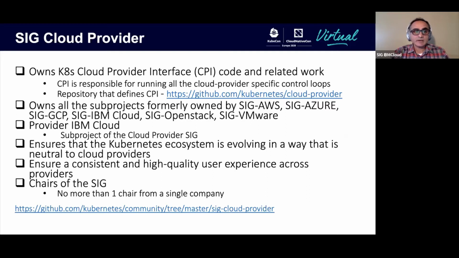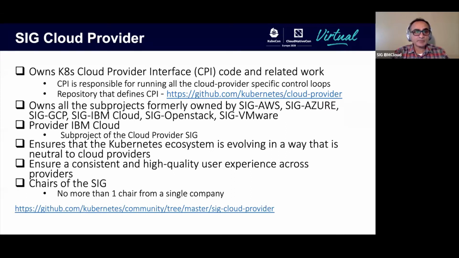There is a URL here. You can learn more there. The SIG also owns all the sub-projects. They were formerly known as individual cloud provider SIGs, like SIG AWS or SIG Azure or SIG GCP, SIG IBM Cloud, and in a similar way, SIG OpenStack, SIG VMware. But consolidation happened last year, and now all of them have become sub-projects of the SIG Cloud Provider. So the SIG IBM Cloud is now called Provider IBM Cloud, and it's a sub-project of the Cloud Provider Special Interest Group.